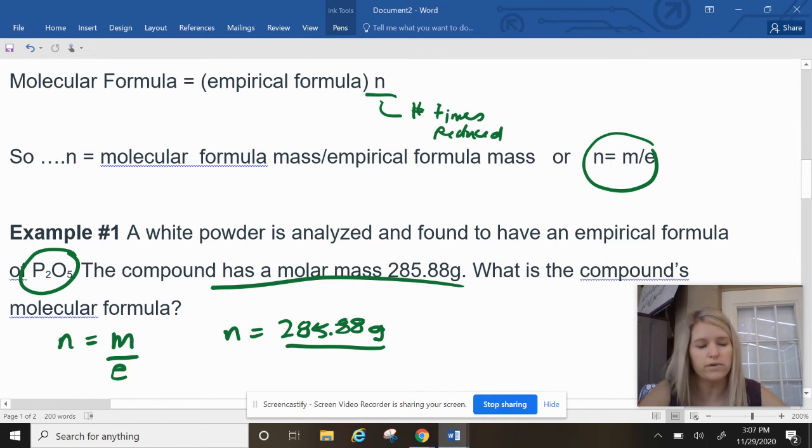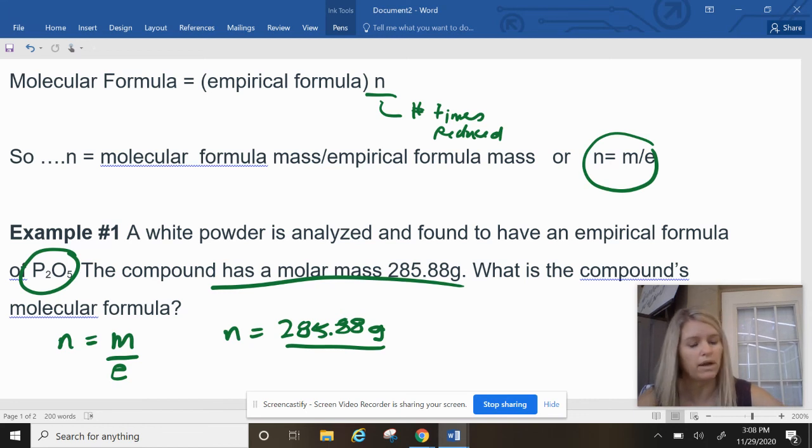I know phosphorus is 30.97. Hold on, let me get my little calculator up here. Okay, so I got 30.97 times 2 plus 16 times 5, because that's the mass of oxygen. So I get 141.94.